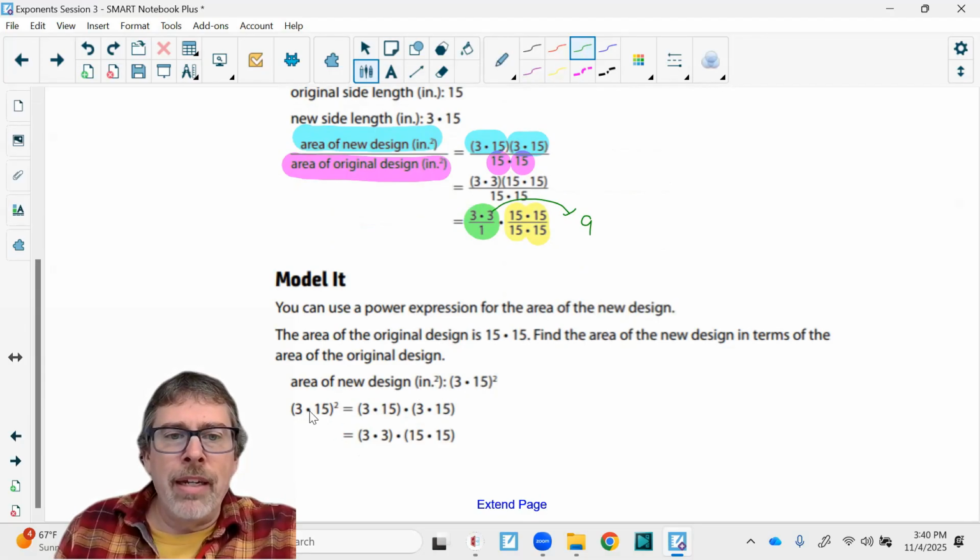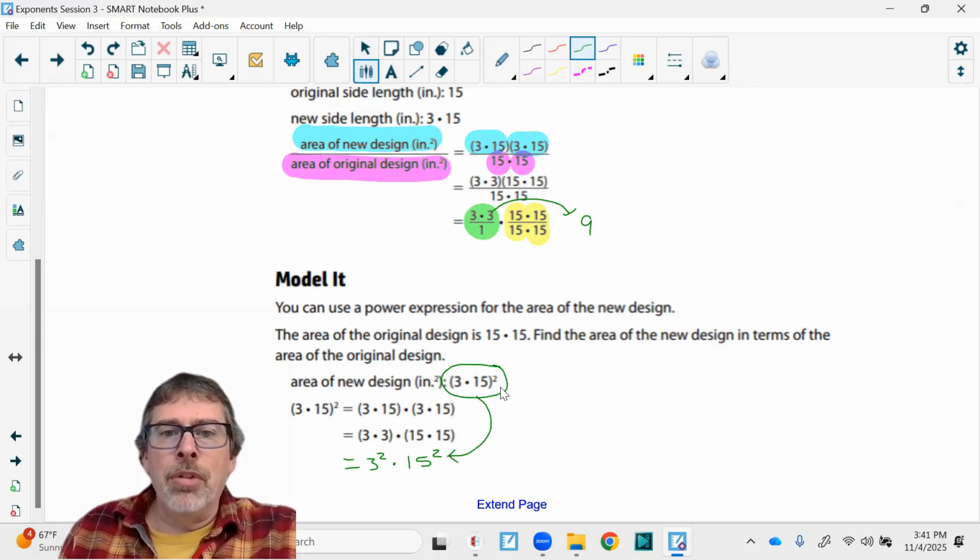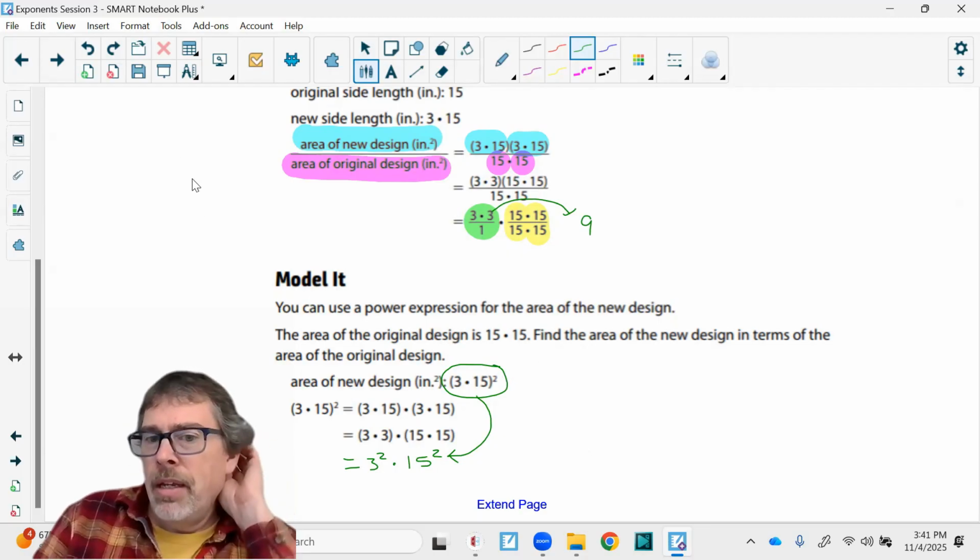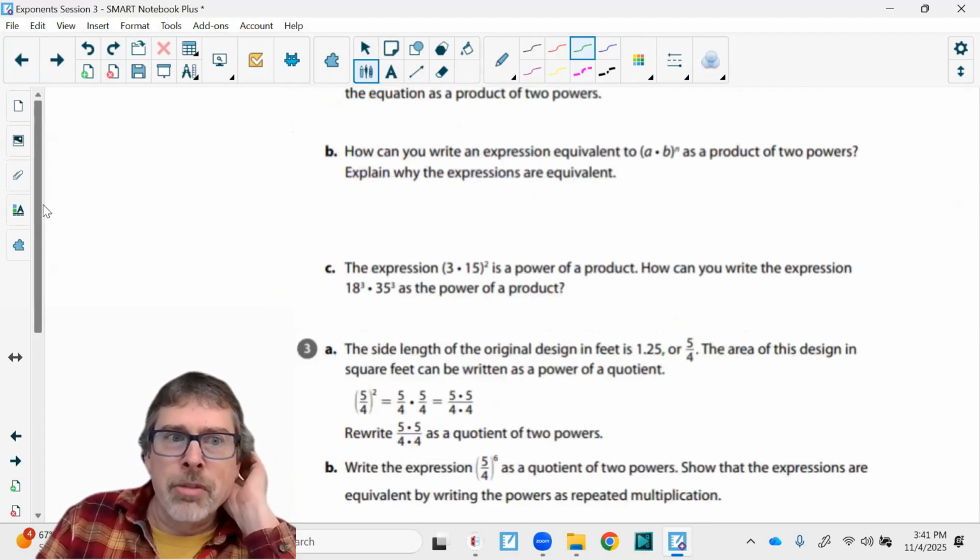So they're saying that if you have 3 times 15 squared, that means 3 times 15 times that again, because that's what squaring means. Rearranging the 3's and the 15's will get us here. Well, this would end up being 3 squared times 15 squared. Okay? So this became that. And that is what we're leading up to. It's the distribution of exponents. It's the power rule. And I'll explain that more on this page here.